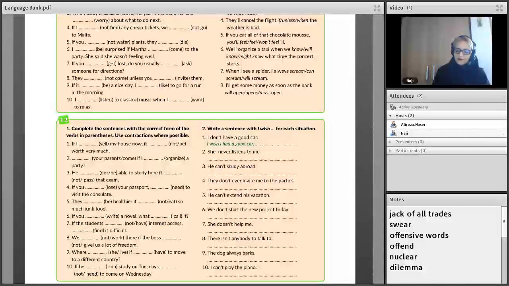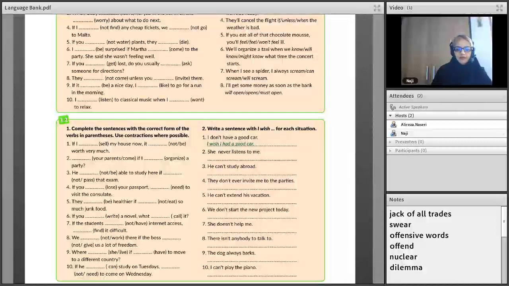Number nine, I wish the dog wouldn't bark. I wish the dog didn't bark, wouldn't bark. Number 10, I wish I could play the piano. Okay, thank you very much.